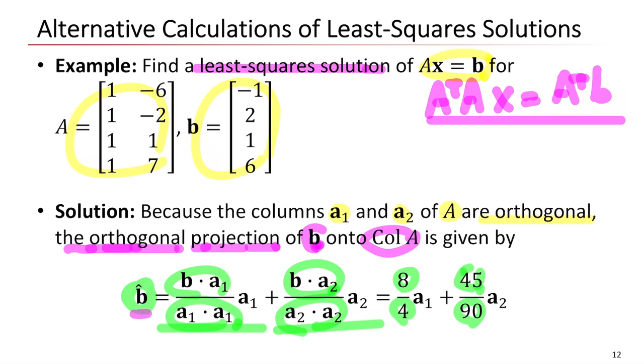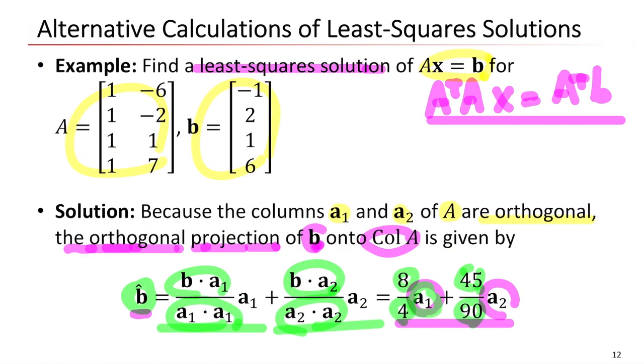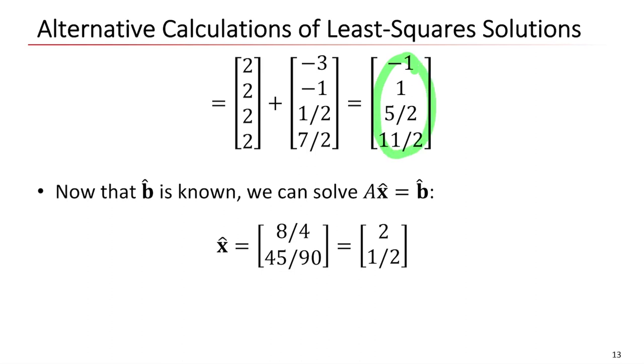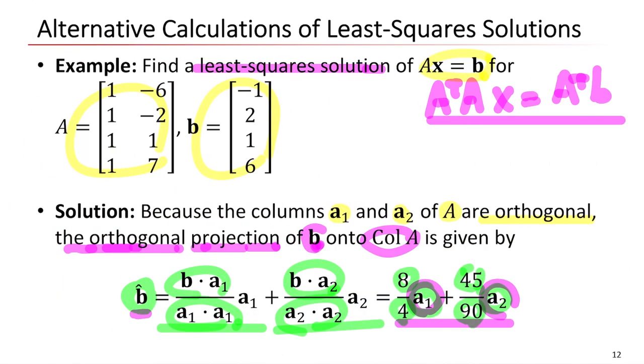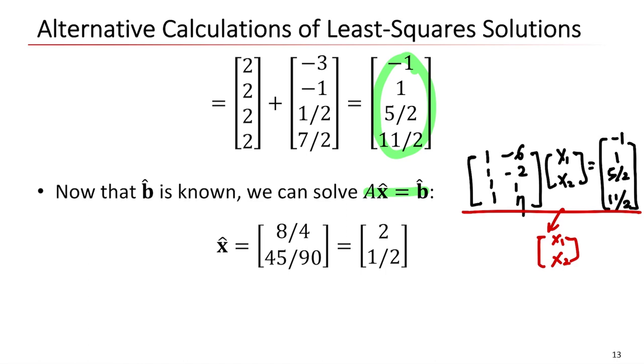So it means that we can represent the P hat as a linear combination of A1 and A2, which are an orthogonal basis of the column space of A, right? Because we already know A1 and A2, we can find the P hat here, right? Then the least squares solution X hat should satisfy A X hat equal to B hat. So it means that we can solve the matrix with rows 1, 1, 1, 1, -6, -2, 1, 7, and x1 and x2, with the P hat on the right-hand side. So by solving this equation, we can find x1 and x2, right?